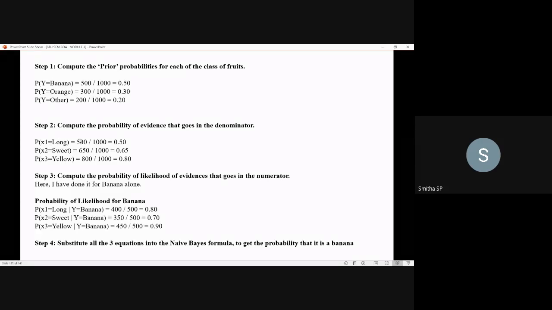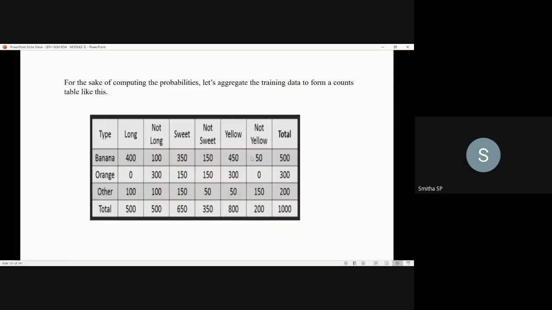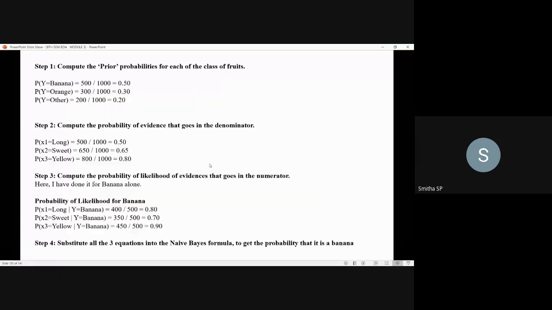Now you have to calculate the probabilities. The number of fruits you have is 1,000. Among that, for the long feature, if you look in the table, the value for long is 500. So now you have to calculate this probability. 500 by 1,000, you will get the probability as 0.50.